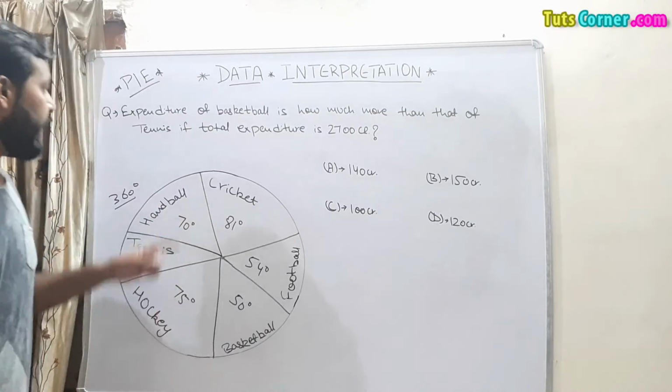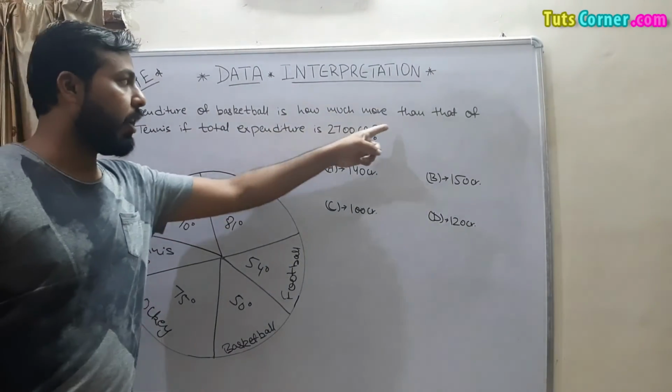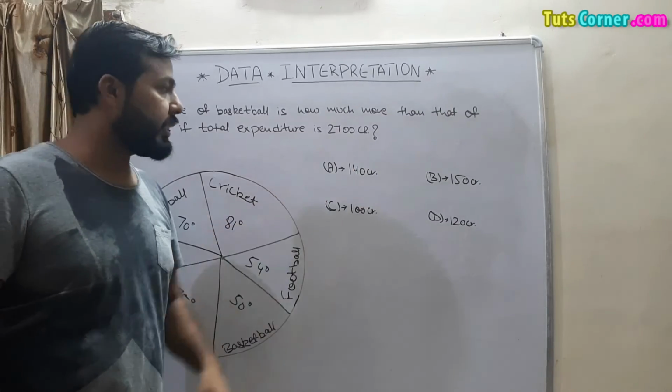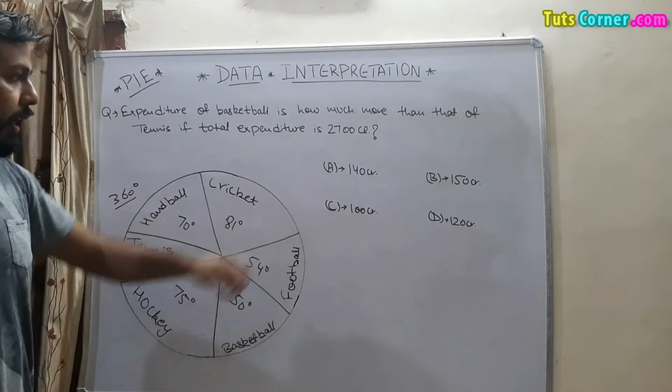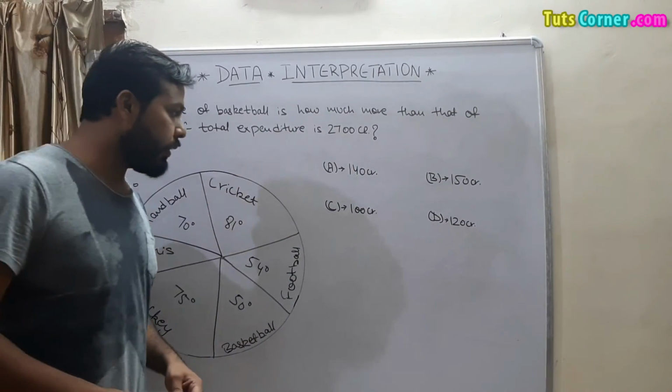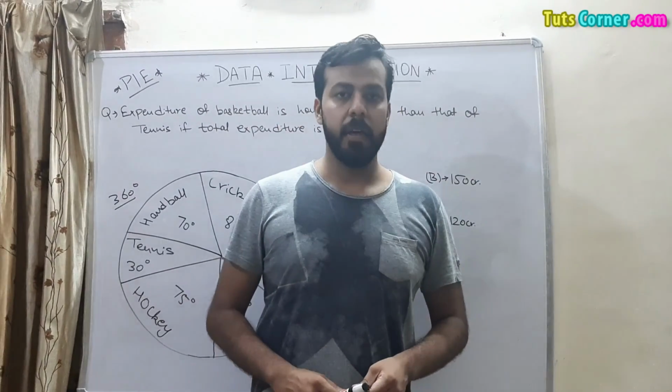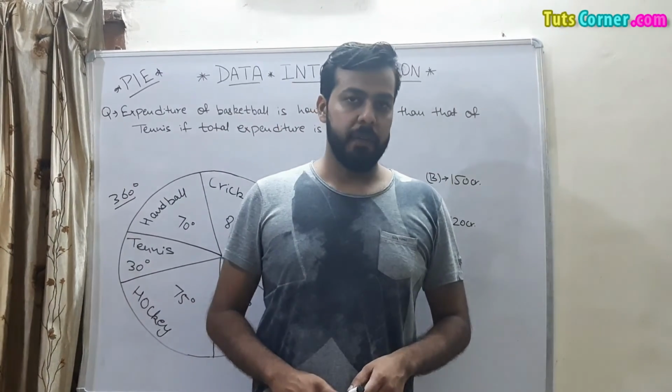Our next question is, expenditure of basketball is how much more than that of tennis if total expenditure is 2700 crores? These are the options. I want you guys to solve this one so that you can understand whether you get the topic or not. We'll cover line graph and bar graph in the next part.